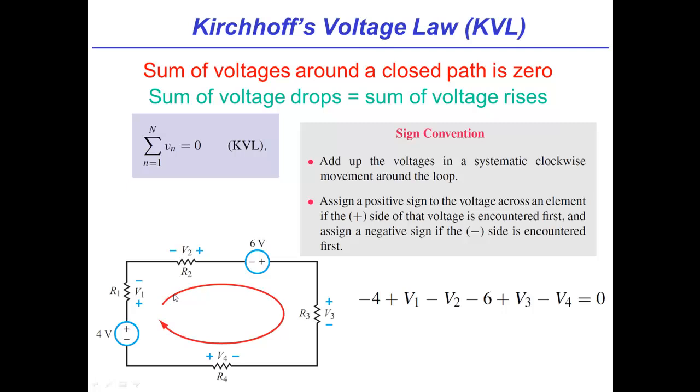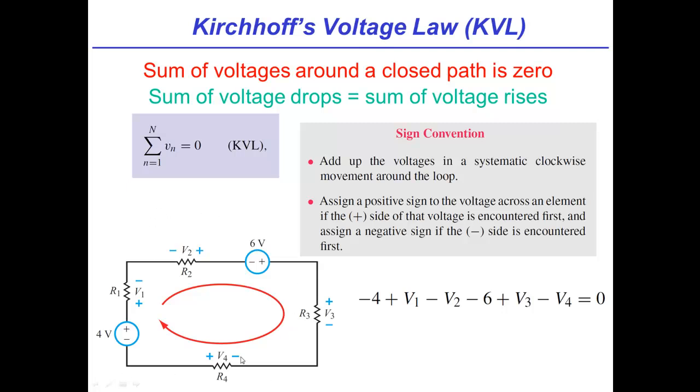But then the question is, what do you do when you come to a source? And for the sources, what we do is we will assign a positive to the side that we first come into, which means, let's take the example of the 6-volt source, and I'm going clockwise through this. I want this to be positive, but I see that it's actually the negative of the 6-volt source. So then I would just call that a minus 6-volt source for the purposes of my clockwise calculations.